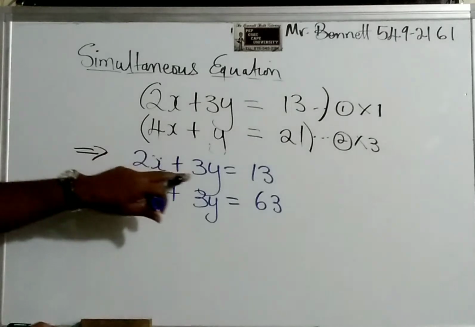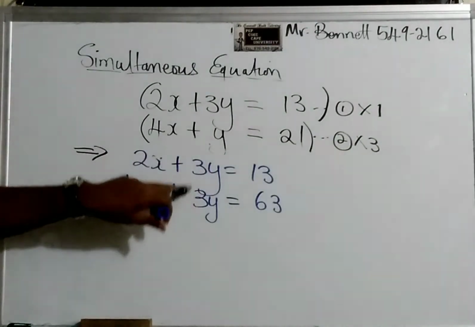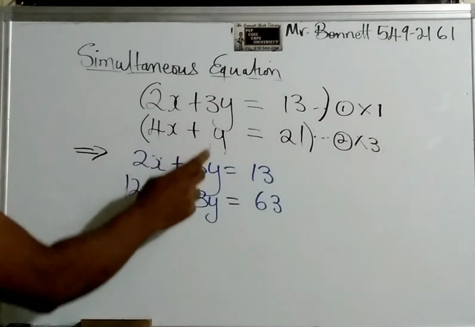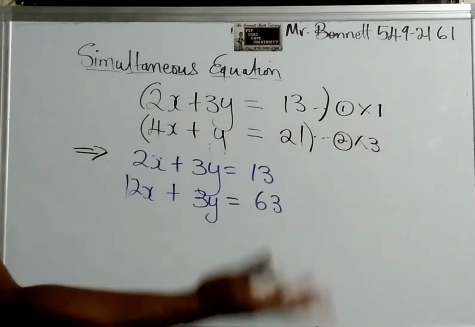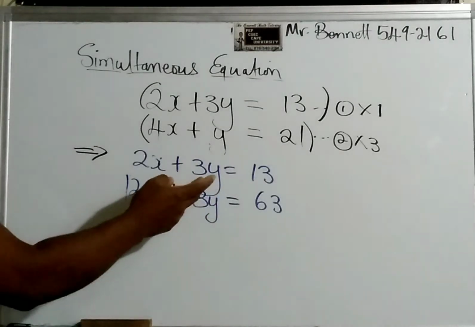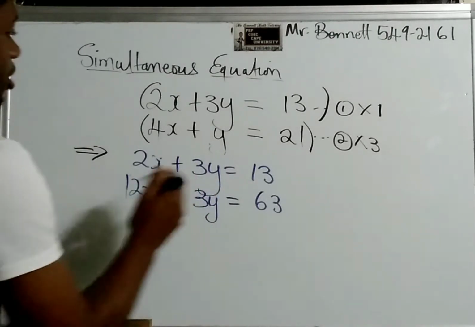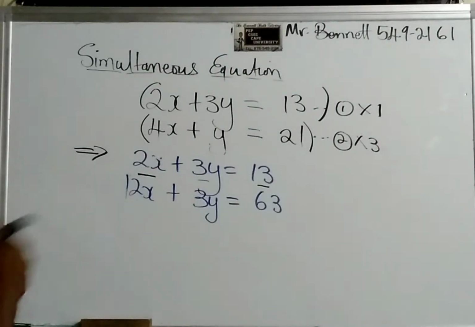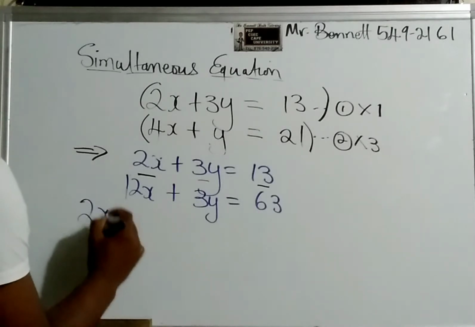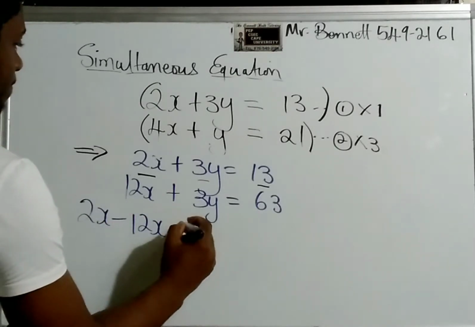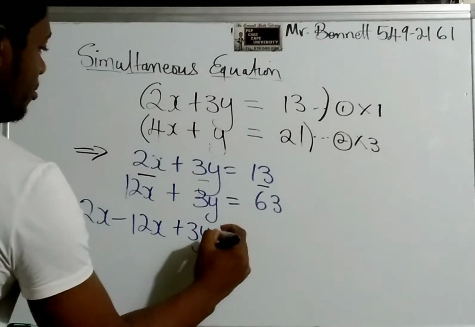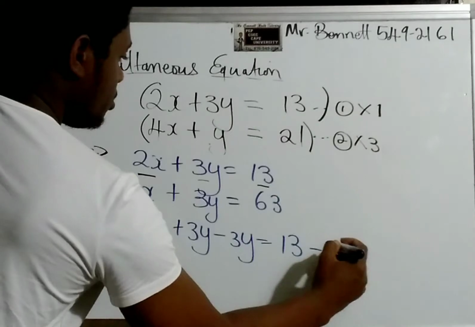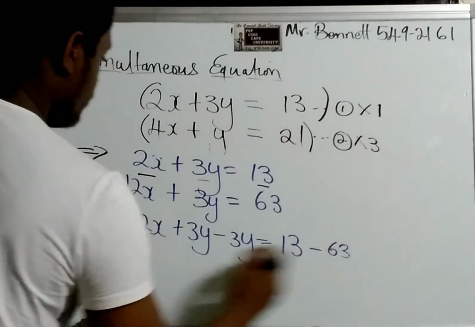Now we can decide how we can eliminate y. Now it's either plus or minus. In this case, we can simply see that if we add 3 plus 3, we'll get 6y. We did not eliminate y, so we need to subtract. But if you subtract for this one, you have to do it for all. So let's go now. So it will be 2x minus 12x plus 3y minus 3y is equal to 13 minus 63. Let's tidy it up.